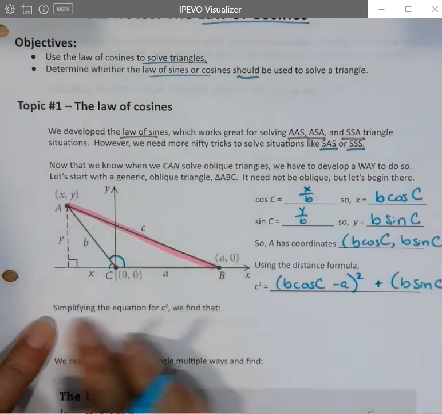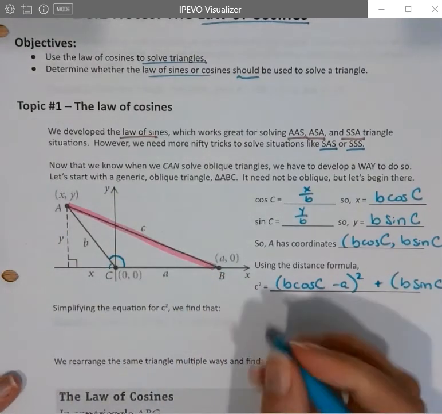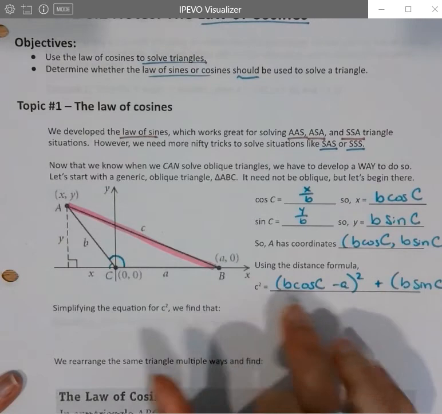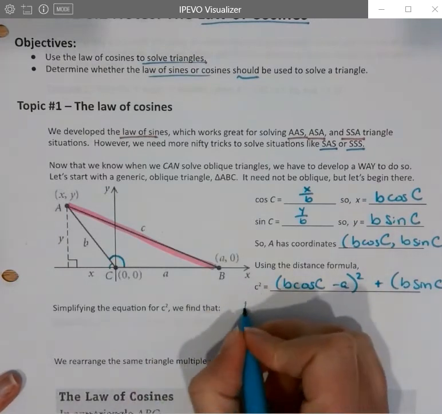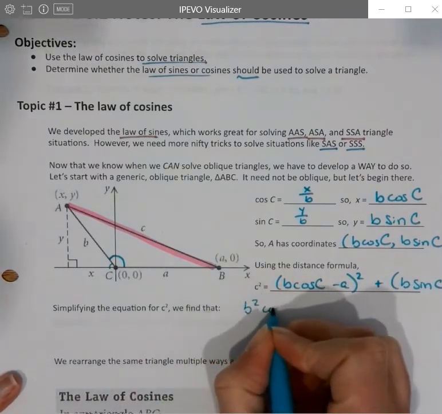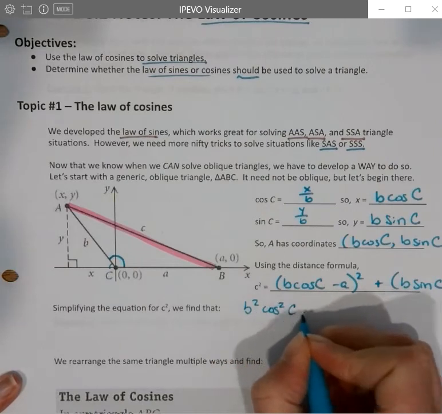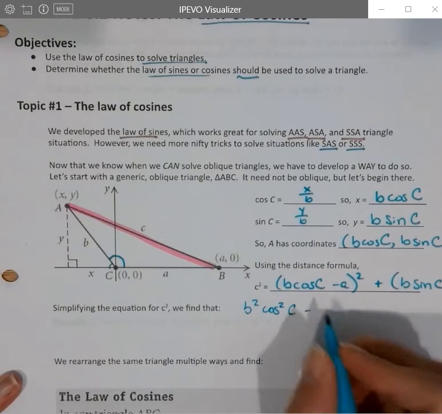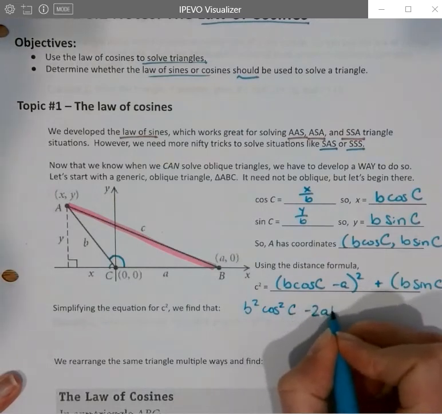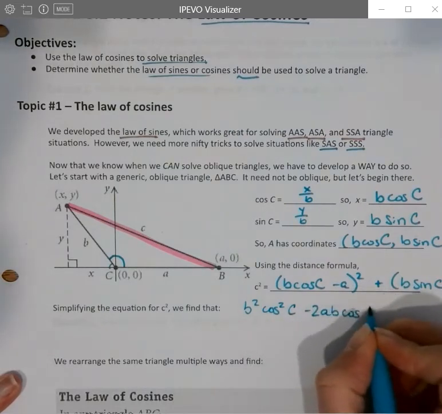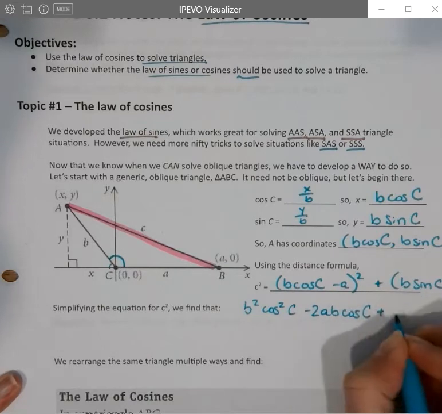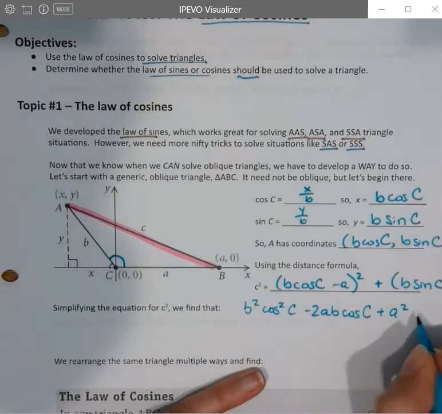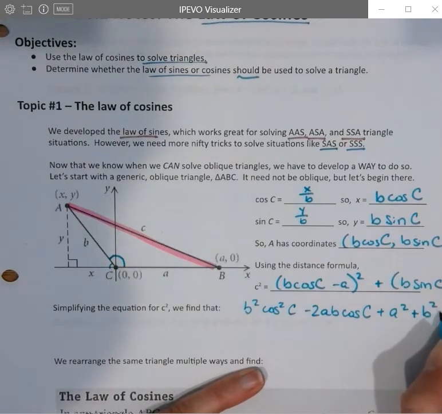Now this can be simplified, so let's simplify this equation right here. So if I write this twice or multiply it all the way out, I'm going to have b squared cosine squared C minus, I'm going to have an ab cosine C and another negative ab cosine C, so I'll have negative 2ab cosine C, then we'll have an a squared. And then this last term, since I just have minus 0, I'll have b squared sine squared C.